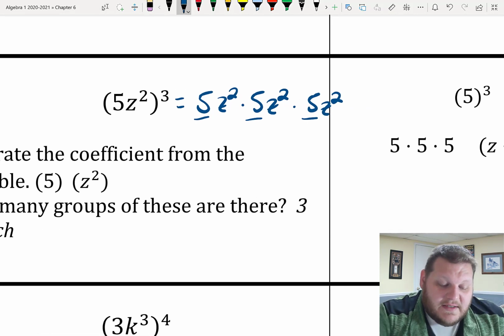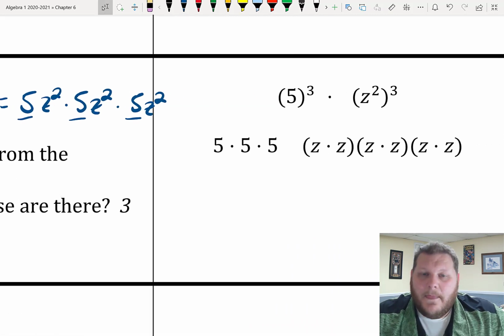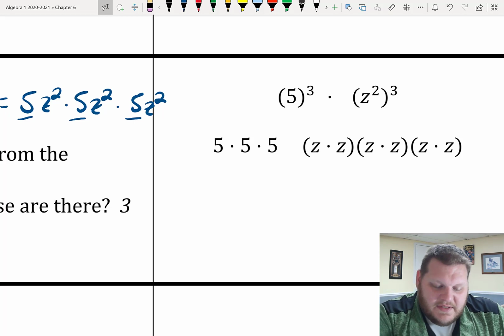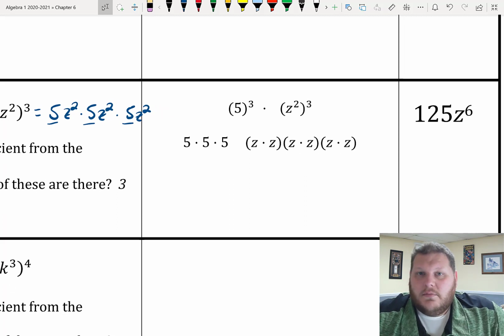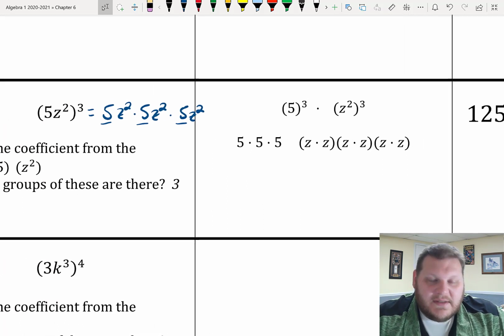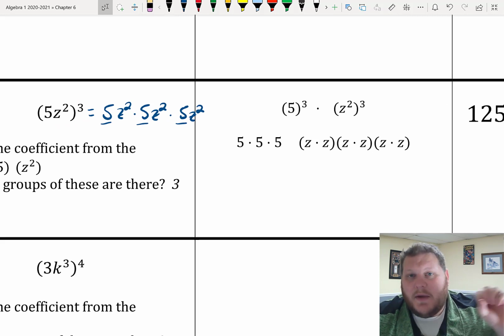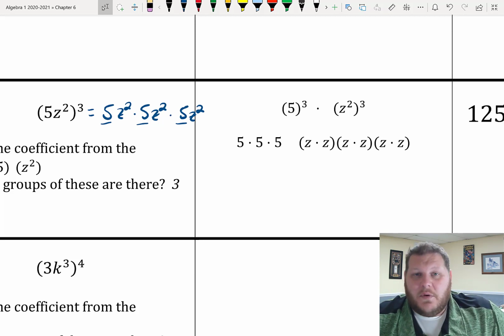And then z squared, I've got 3 pairs of z's. So z times z, z times z, z times z. They each just get the exponent of 3. So that's the shortcut of doing this. If you look inside my parenthesis, each of my two things, my coefficient and then any variable, I'm just applying that exponent of 3.